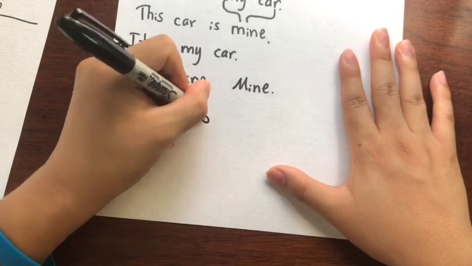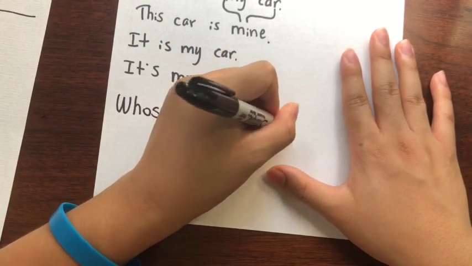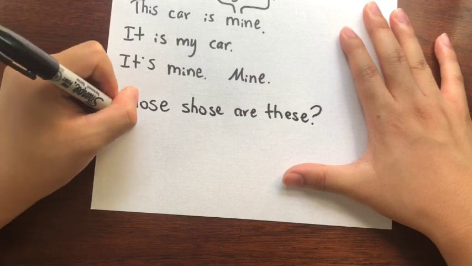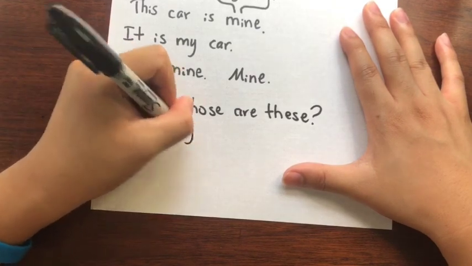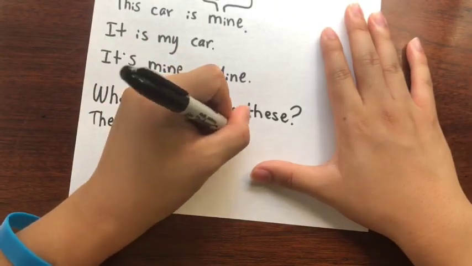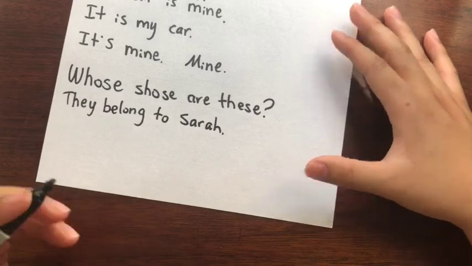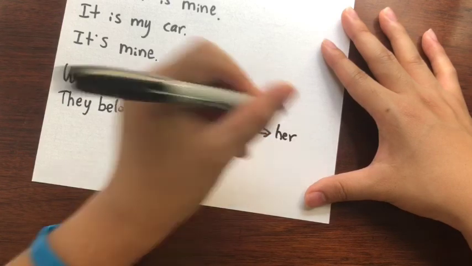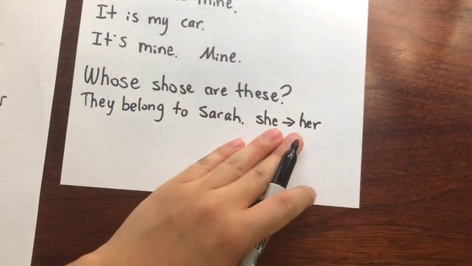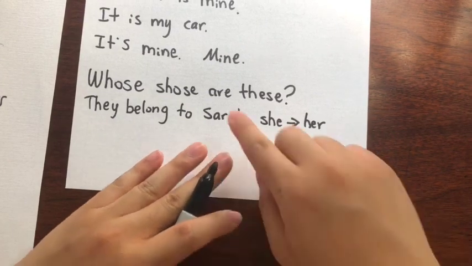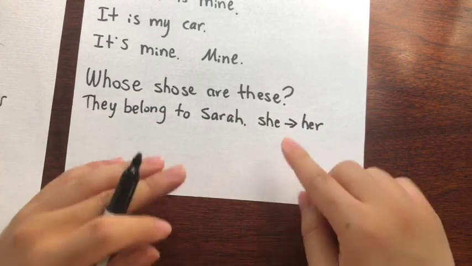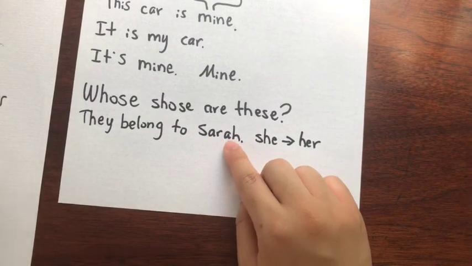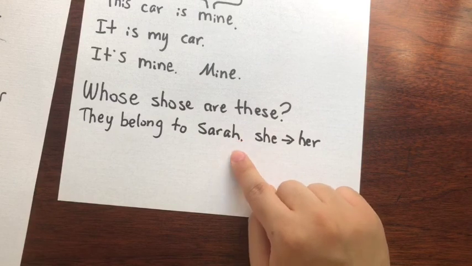Whose shoes are these? They belong to Sarah. Sarah's pronouns are she, her. Okay, so I want you to write different sentences that show that these shoes belong to Sarah. Her pronouns are she and her. So stop the video and write sentences that show that these shoes belong to Sarah.